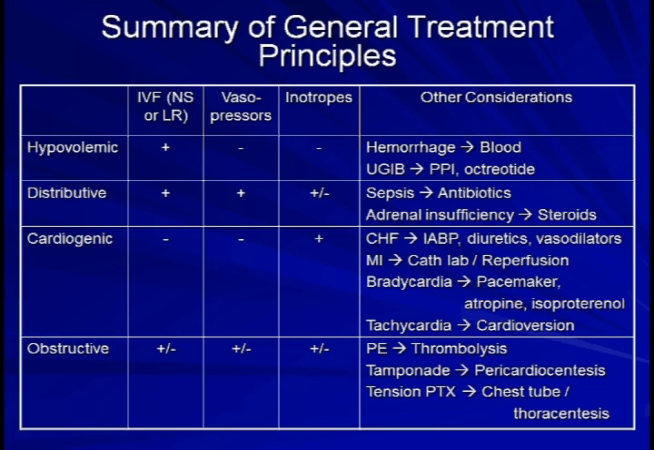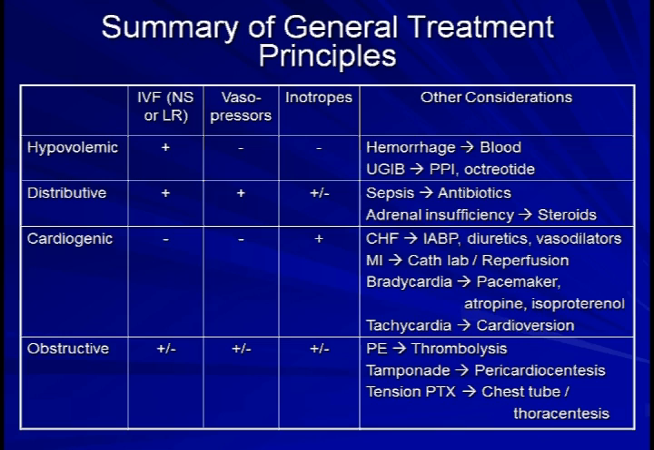For cardiogenic shock, inotropes should be your major treatment modality. You should also consider diuretics, vasodilators, and possibly even an intra-aortic balloon pump. If the shock is from an acute MI, the patient should be taken emergently to the cath lab for reperfusion, and if due to an arrhythmia, the underlying arrhythmia should be the primary problem to address.